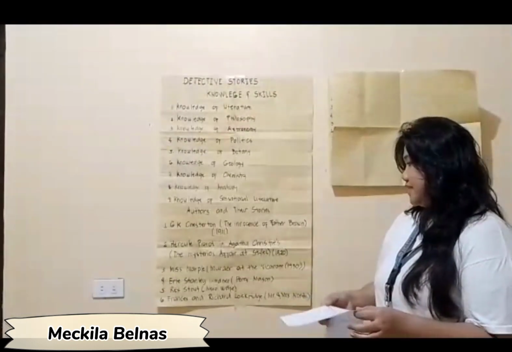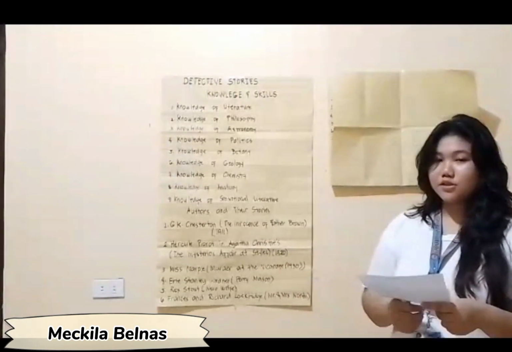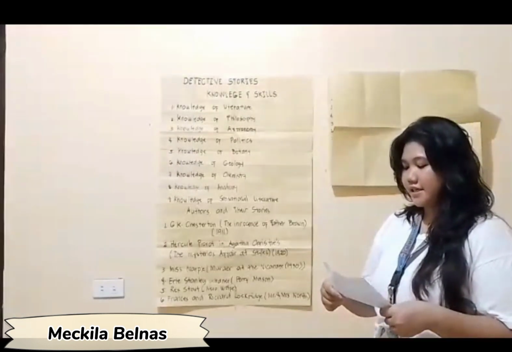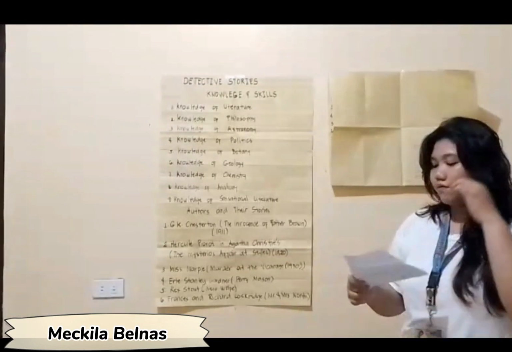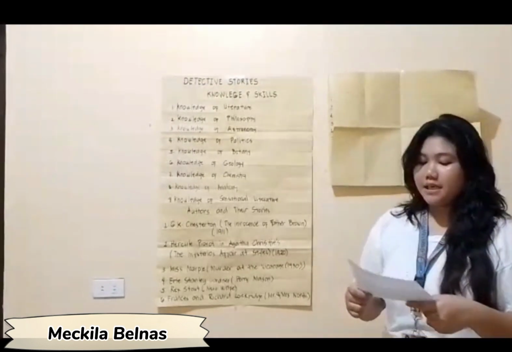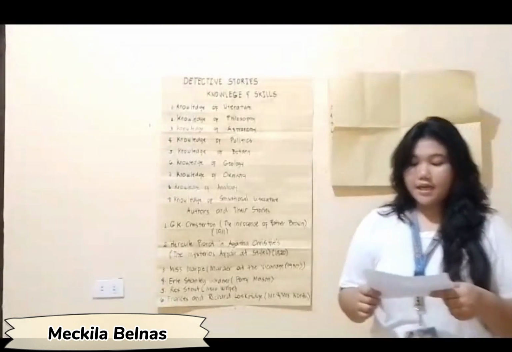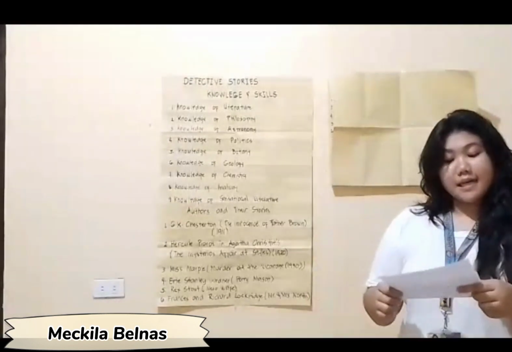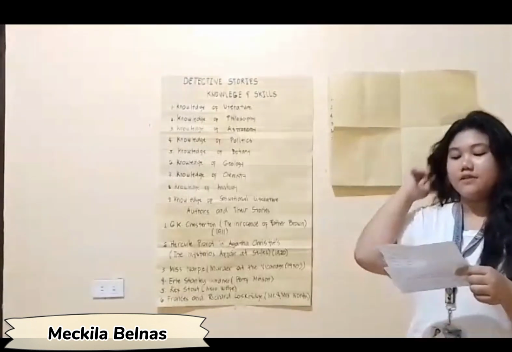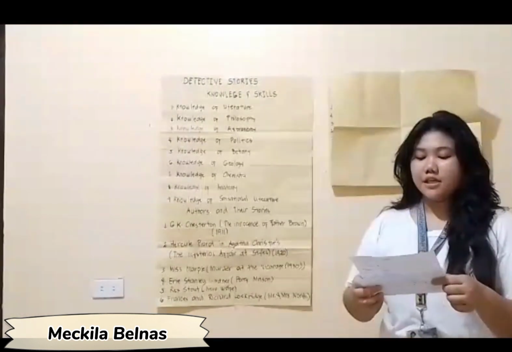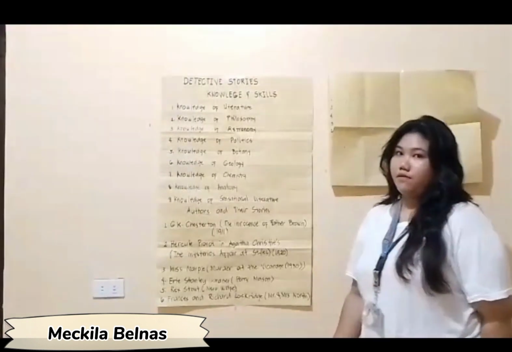Next is Rex Stout. He wrote Nero Wolfe. Nero Wolfe is a fat, orchid-raising detective who has an assistant named Archie Goodwin. Archie Goodwin is the assistant of Nero Wolfe.